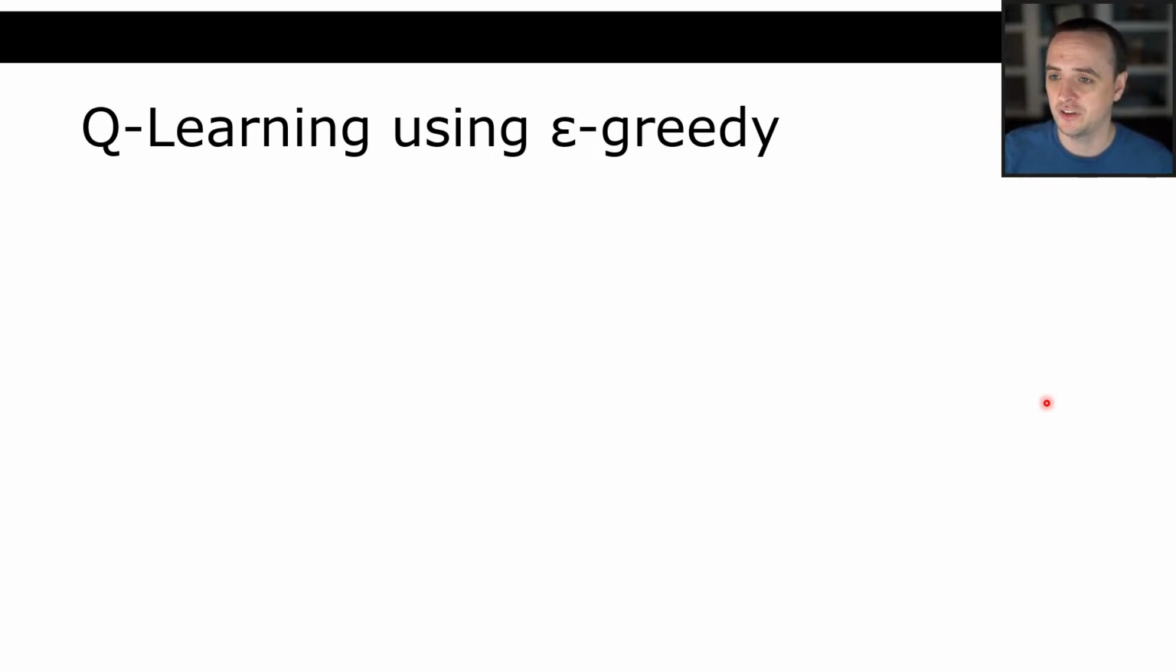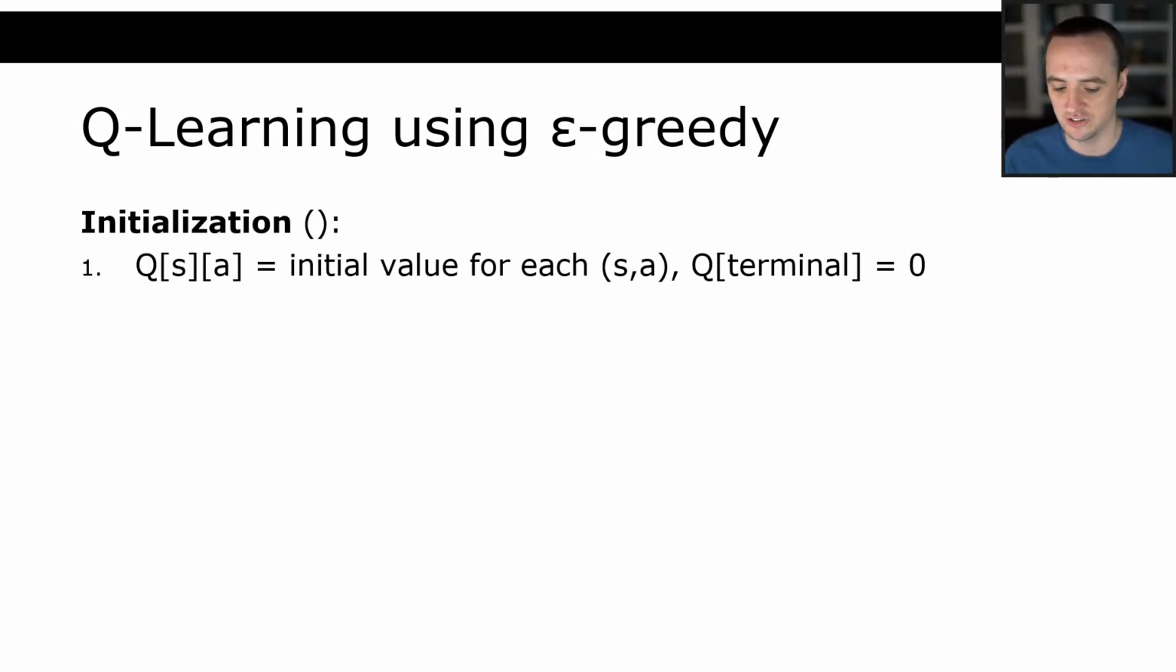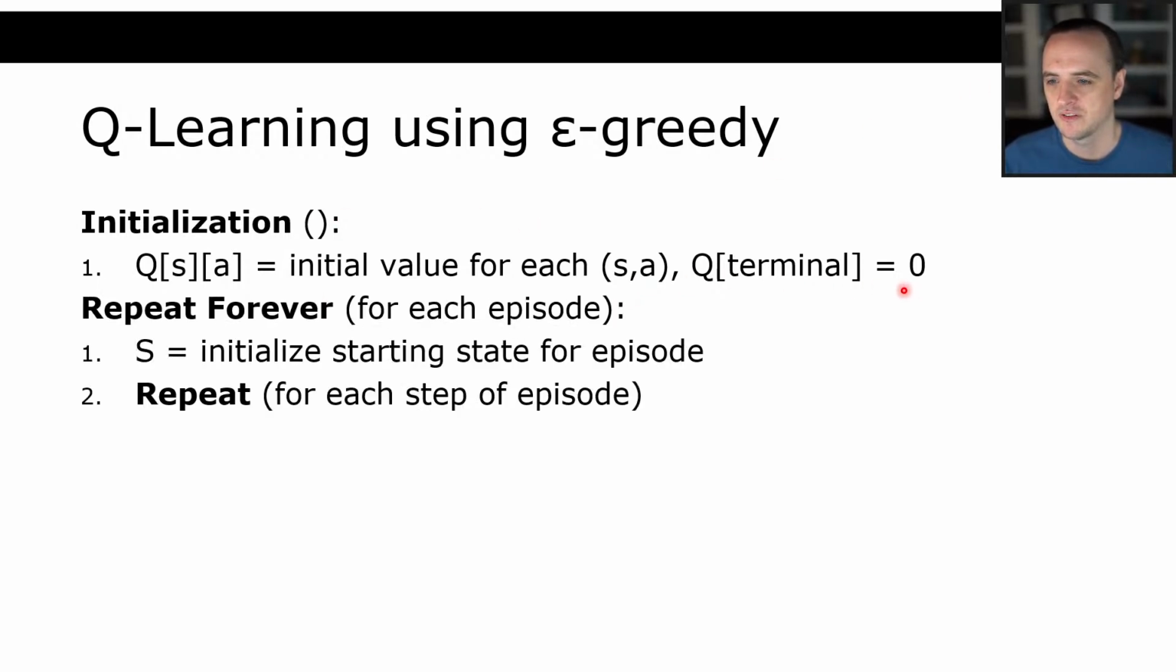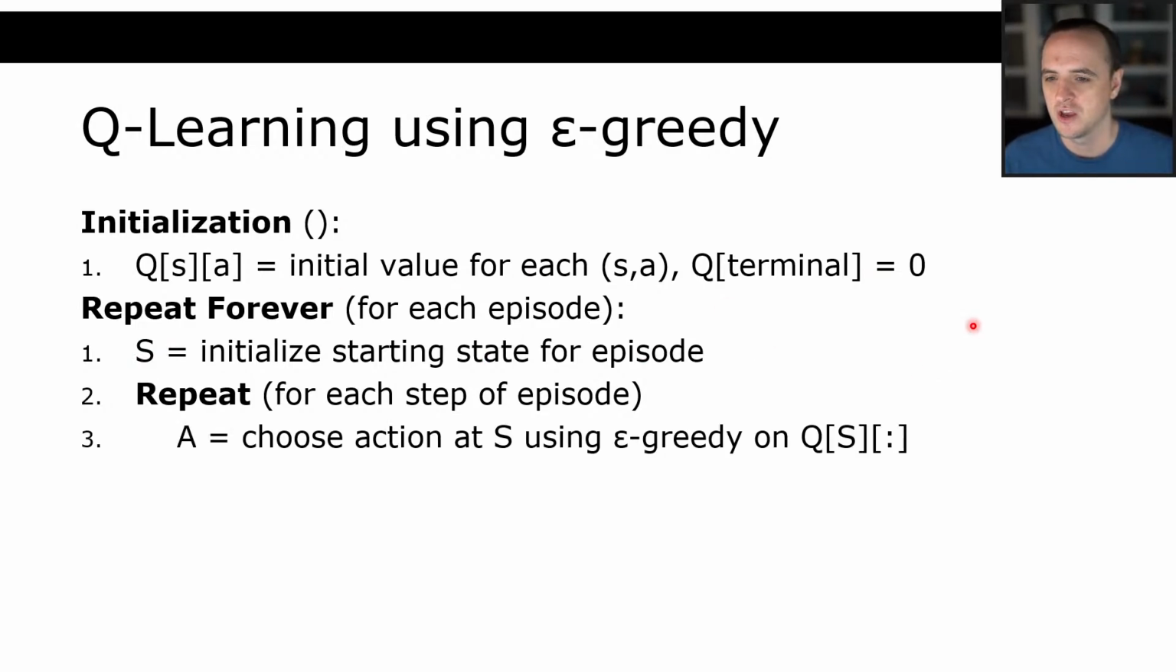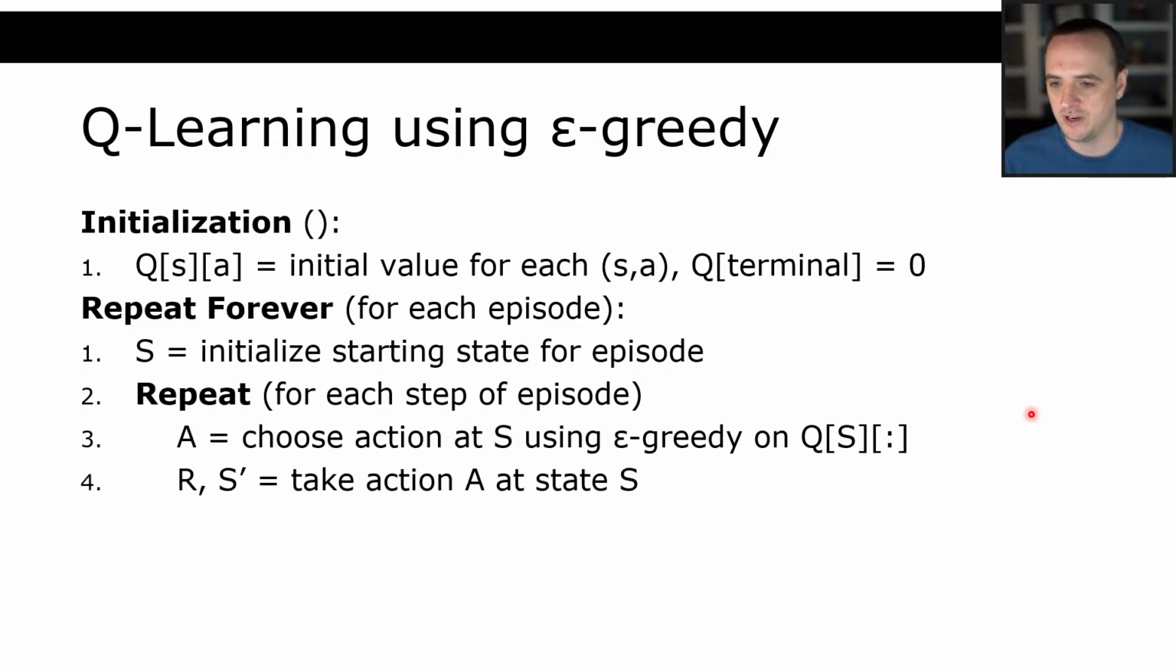So if we want to do Q-learning using epsilon greedy, here's the function for that. It's actually simpler than SARSA. Q(S,A) is the initial value for each state action pair. Then we repeat. S is the initial state, same thing as SARSA so far. A is the action that we choose at state S using epsilon greedy. We do action A at state S and get the next state and the reward.